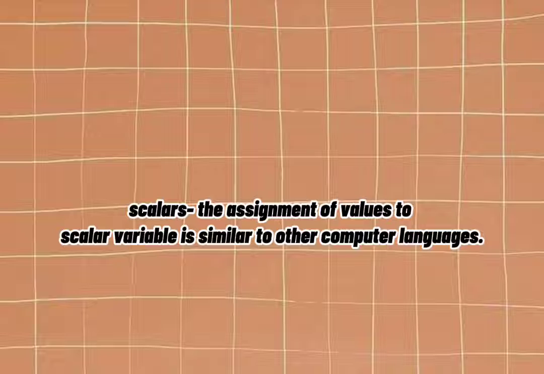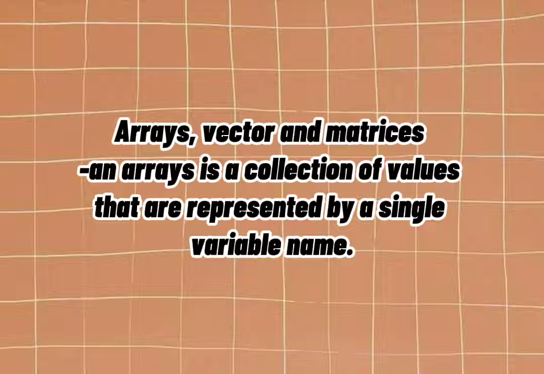So we have scalars. The assignment of values to scalar variables is similar to other computer languages. In scalars, you can type several commands on the same line by separating them with commas or semicolons. If you separate them with commas, they will be displayed, and if you use the semicolon, they will not. Next, we have the arrays, vectors, and matrices. An array is a collection of values that are represented by a single variable name. One-dimensional arrays are called vectors. Two-dimensional arrays are called matrices. Brackets are used to enter arrays in the command mode.